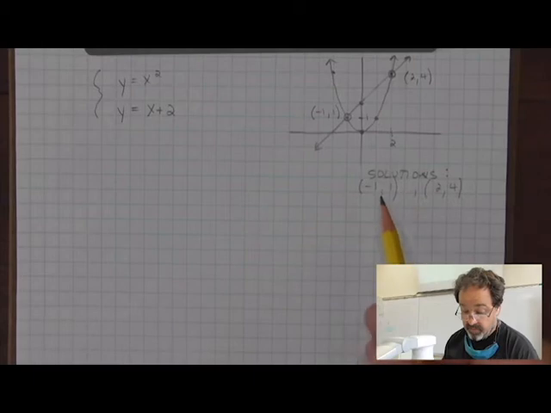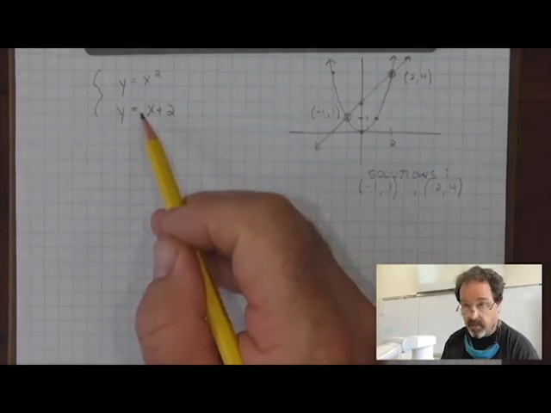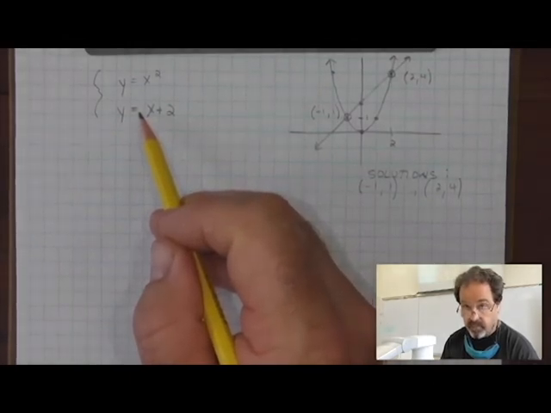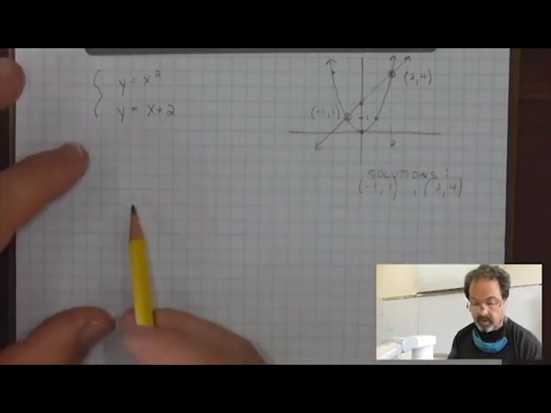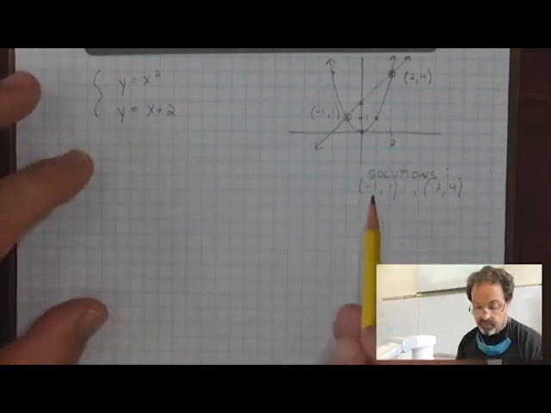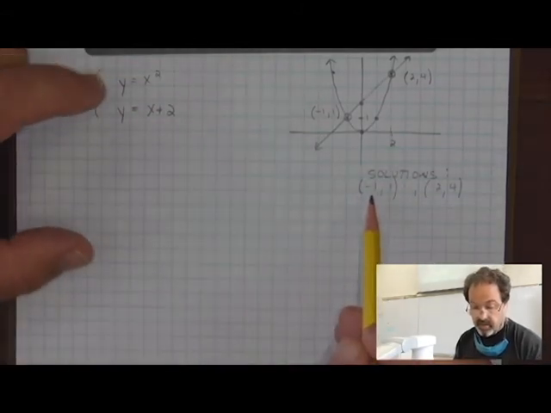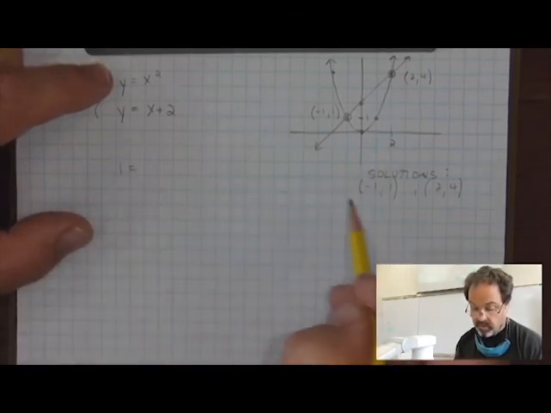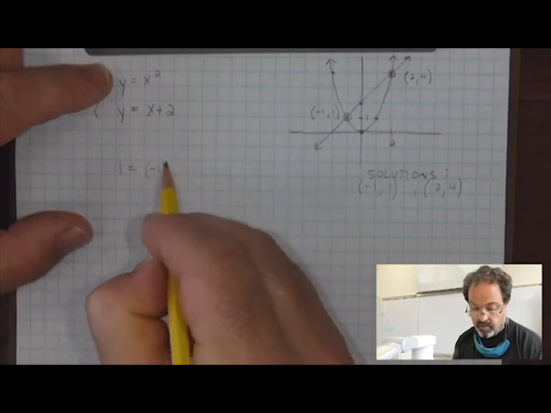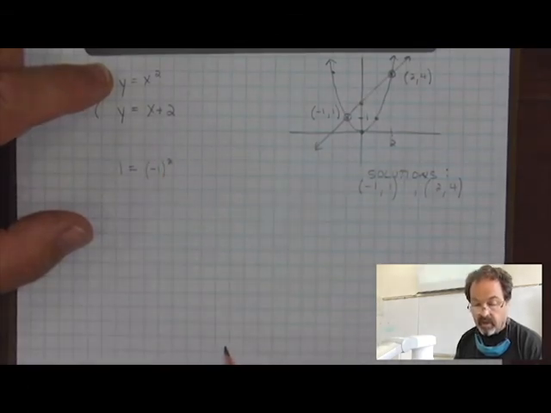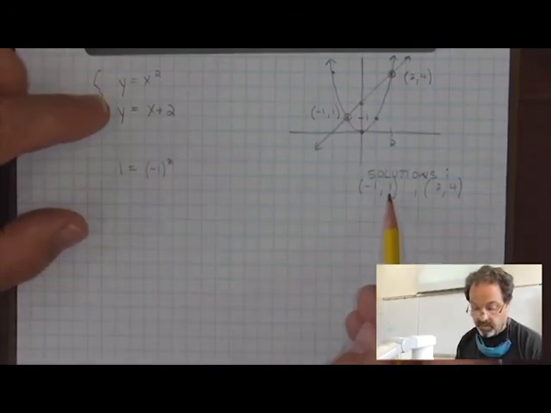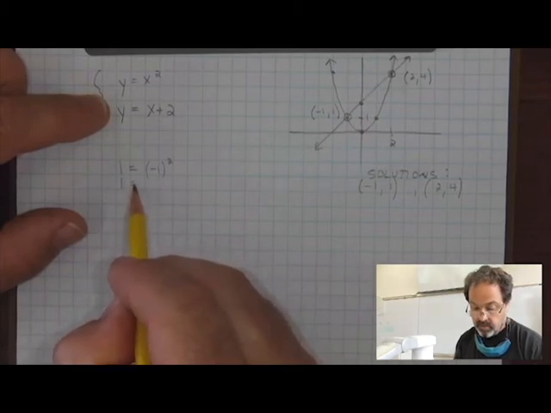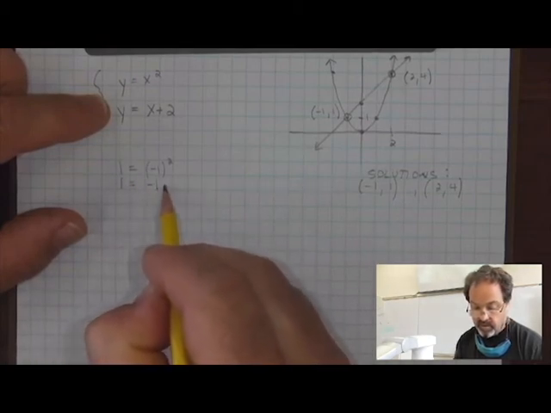Now, if they're solutions, I should be able to substitute the values in and confirm that it makes both those equations true. Let's do that. I'm going to check my work for the first solution. That means that in the first equation I get a y value of 1 when I take the x value, -1, and square it. And at the same time, I should get a y value of 1 if I take the x value, -1, and add 2.